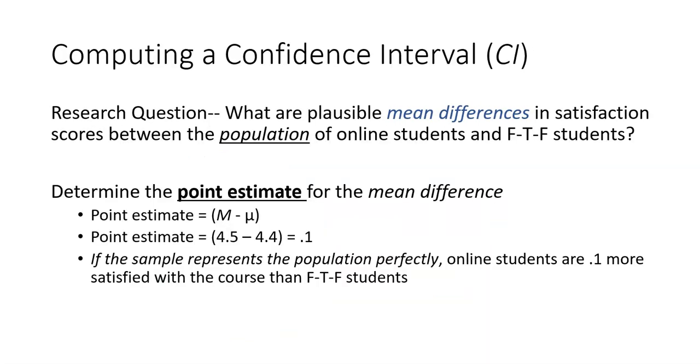Well, we start off with what's known as a point estimate. The point estimate is simply the mean difference between the sample mean and the population mean. So again, we've talked about it several times, that difference is 0.1. If the sample represents the population perfectly, then we would have the statement, online students are 0.1 higher in their satisfaction than face-to-face students. But we don't know that that is exactly the case. We don't know that the sample represents the population perfectly, so we've got to have a margin of error. This is going to be our starting point, but we're going to add a margin of error to that.